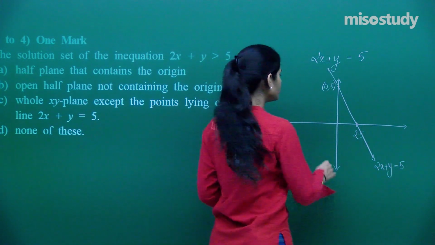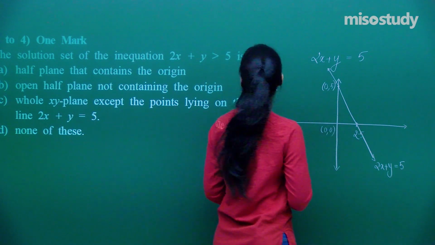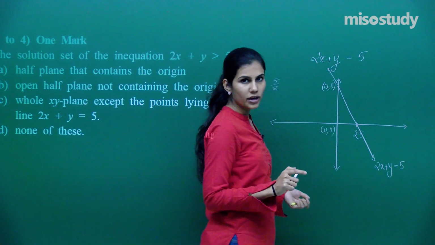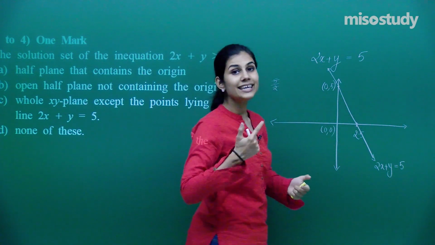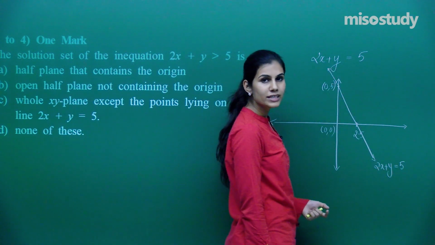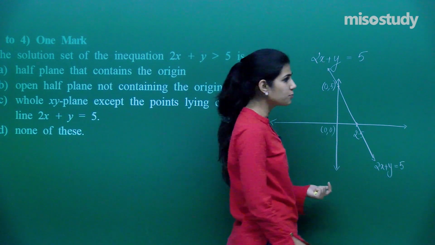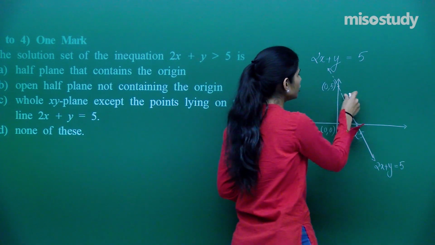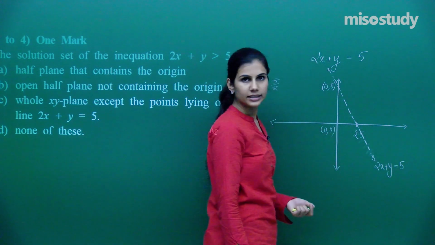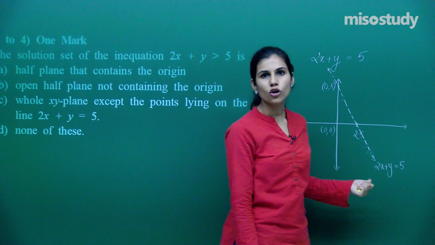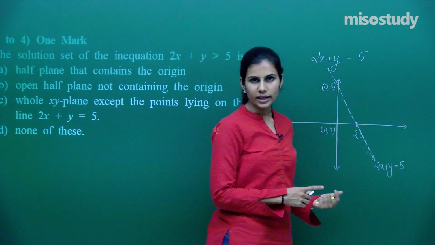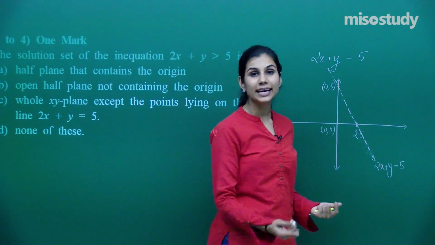I am interested in the region represented by 2x plus y strictly greater than 5. I am not interested in the set of points for which 2x plus y is equal to 5. All the points lying on this straight line satisfy 2x plus y equal to 5, and I am not interested in such points. So I draw this line as a dotted line, because I do not want to collect the points satisfying 2x plus y equal to 5. I am interested in the set of points which satisfy 2x plus y greater than 5.